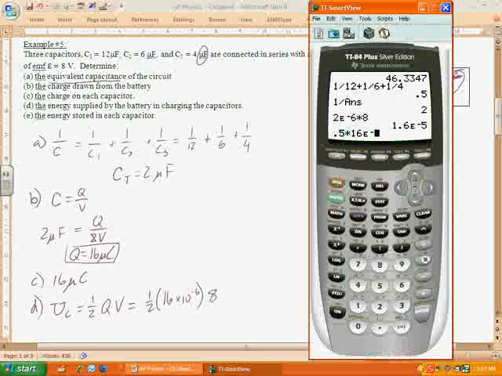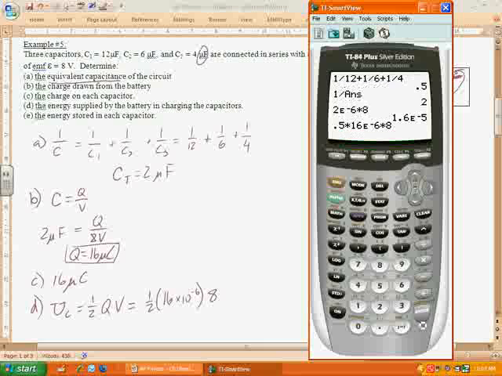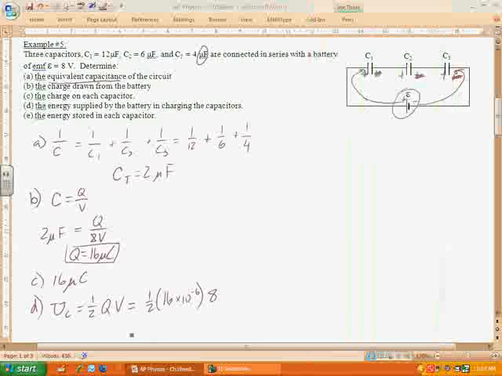Easy enough, right? Let's go on to letter E, the energy stored in each capacitor. Well, each capacitor then is going to have the same charge, but they're going to have a different voltage, right?